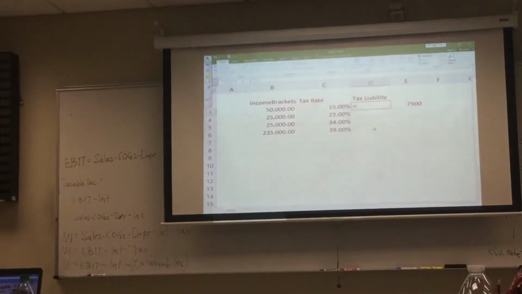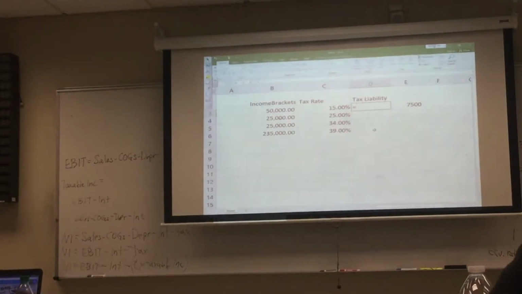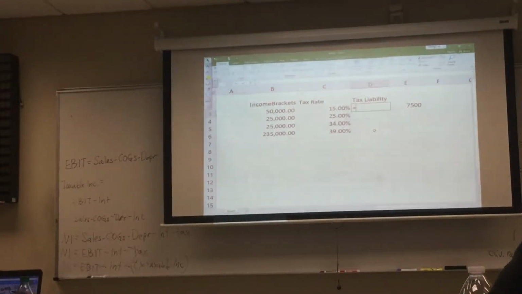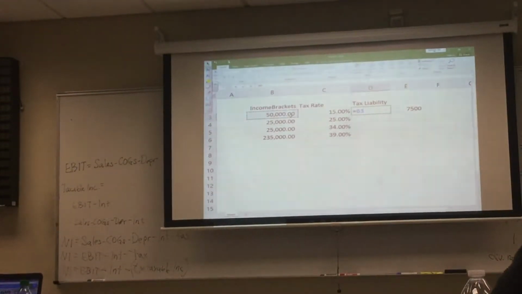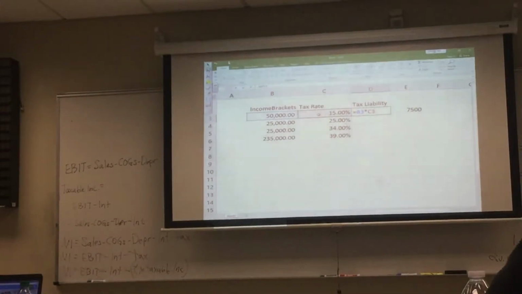I went in here, hit equal. Always have to hit equal first. That sets it up to where you can multiply, divide, whatever you want to do. Then I just click on the 50,000. Then I multiply, and then I click on the 15%. Super, super easy. Does that make sense to everybody? And once I have that number, and that equation set up like that, I just copy it down.